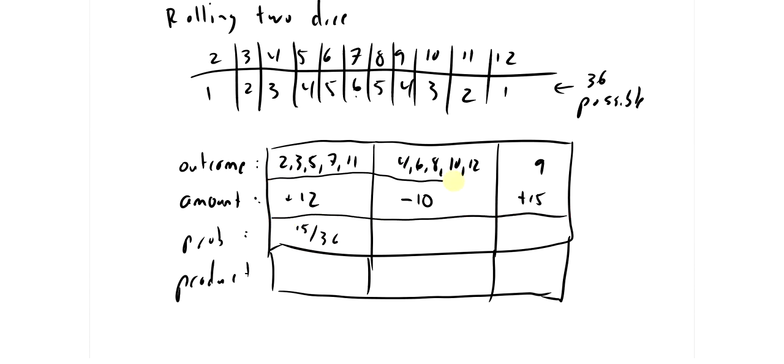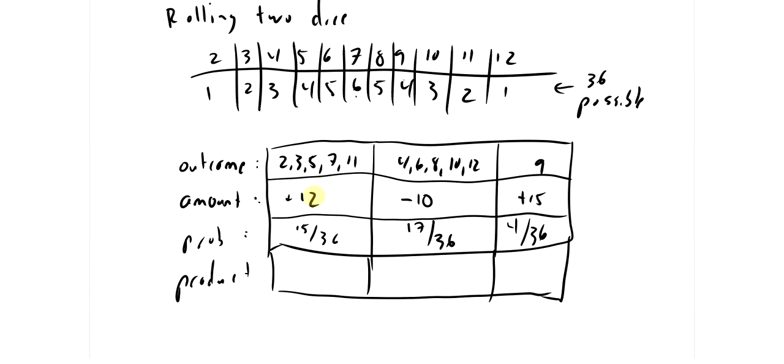What about rolling a 4, 6, 8, 10, or 12? Well, 3 ways to roll a 4, plus 5 for 6, that's 8, plus another 5 for rolling an 8, that's 13, plus 3 for rolling a 10, that's 16, plus 1 for rolling a 12, that's 17. And then a 9, there's 4 out of 36 ways to roll a 9. So there's our probabilities. And they do add up to 1, right? 15 plus 17 is 32, plus another 4, that's 36 out of 36.